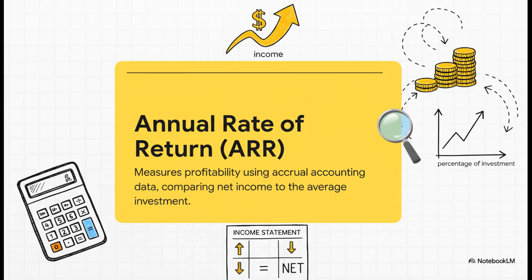And what it does is it measures the profitability of an investment using that accrual accounting data I mentioned, specifically the expected annual net income. It compares that net income to the average investment over the project's life. So unlike the other methods that are all about cash flow, this one is based on the numbers you'd find in an income statement, which makes it feel very intuitive for a lot of managers.